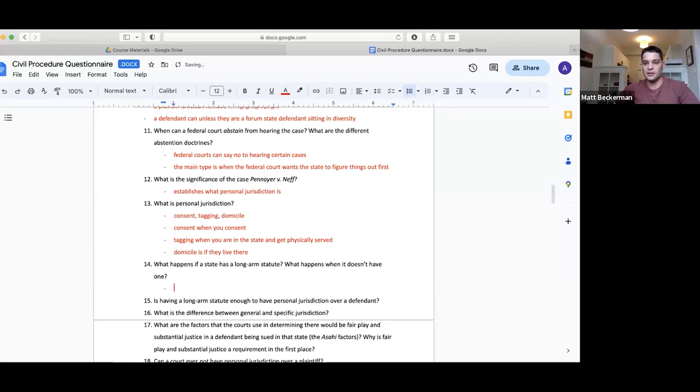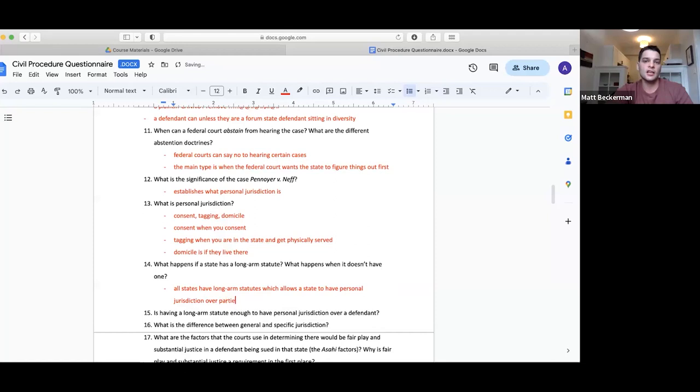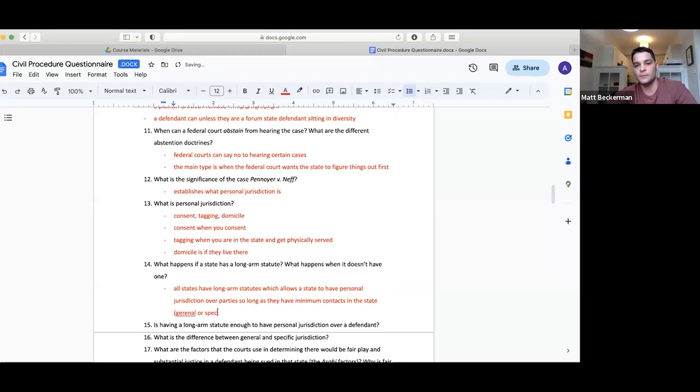All right. What happens if a state has a long-arm statute? And what happens if it doesn't have one? I'm pretty sure they all have it, but they could throw in a question where they say state X does not have a long arm statute. So long arm statutes just mean that states can have personal jurisdiction up to anything that doesn't violate the 14th Amendment due process. And that goes into questions of minimum contacts, which are later on. If they don't have long arm statutes, they might need more to have personal jurisdiction, but that would depend on the state. I can't really say anything without a fact pattern on that, but almost every question is basically going to say assume the state has a long arm statute. You always assume they have a long arm statute.